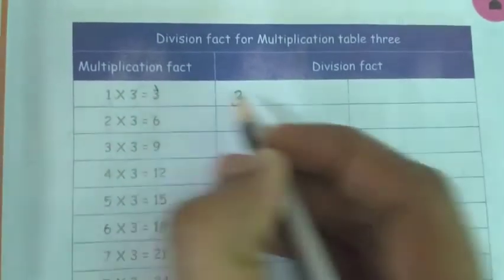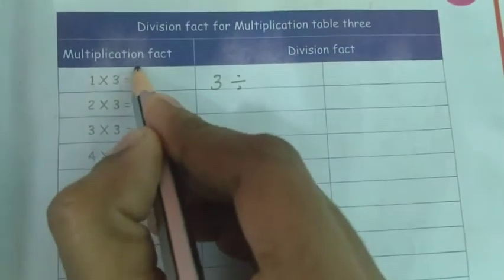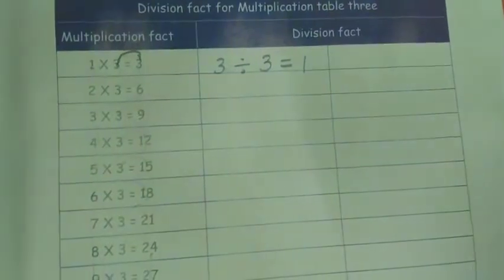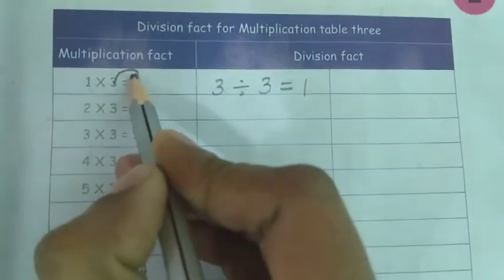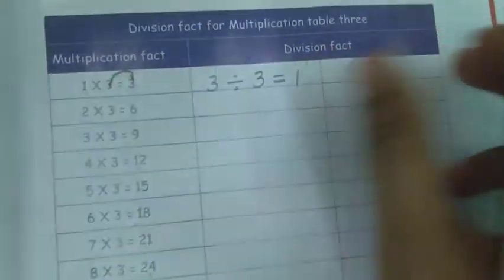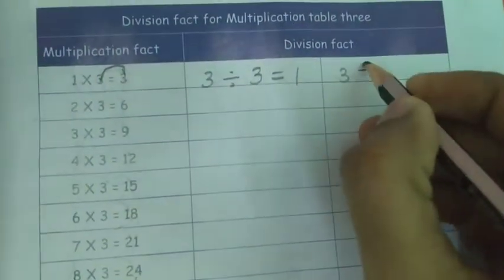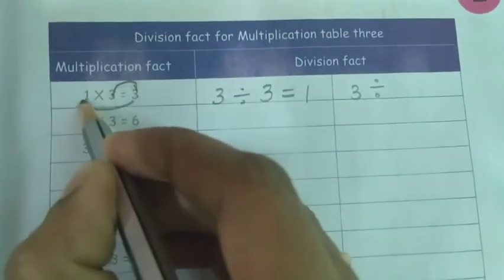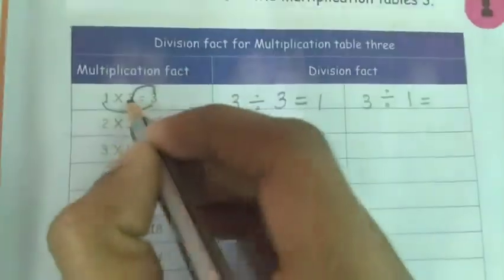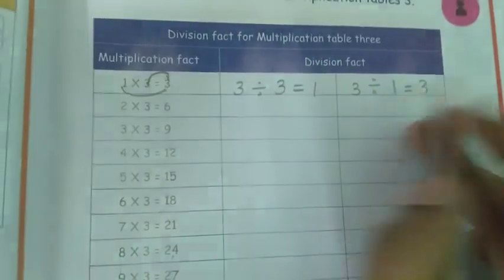First write the product 3. Division. So put the division symbol. Then 3 divided by 3 equal to 1. We divide this 3 and we get the other number. Okay, this is one division fact. The other division fact is first write the product 3, put the division symbol. Then 3 divided by 1, we get the other number 3. 3 divided by 1 equal to 3. Okay, we just exchange the last two numbers, that's all.